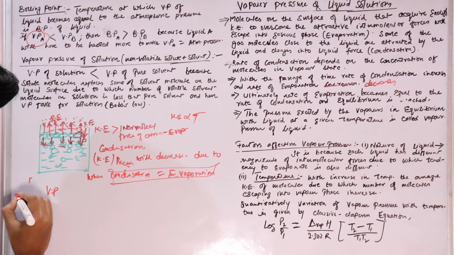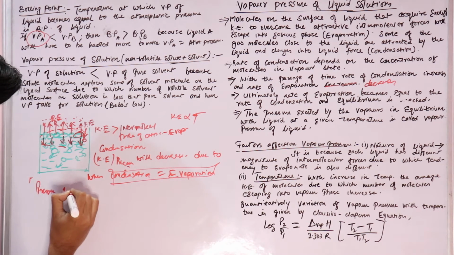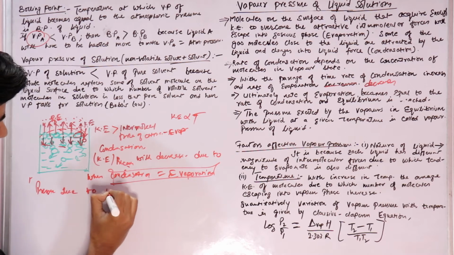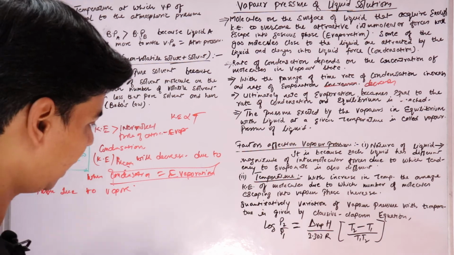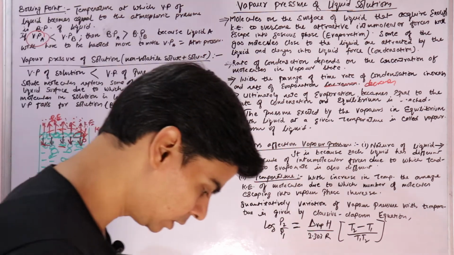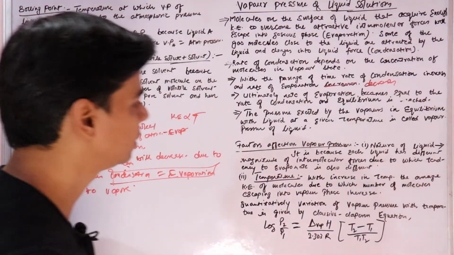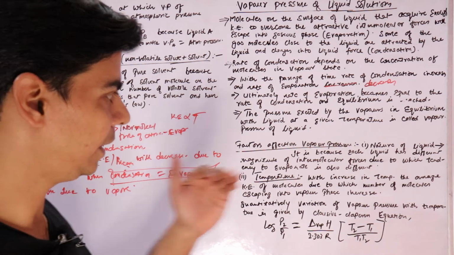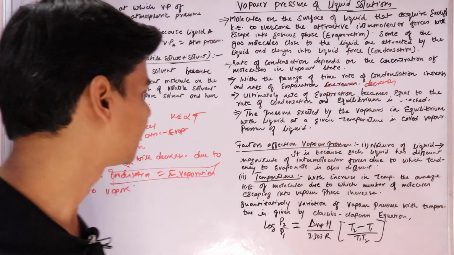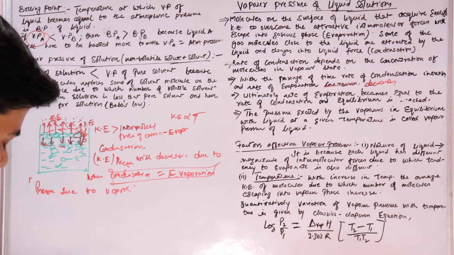So the pressure due to vapors above the liquid surface at equilibrium is called the vapor pressure, right? So we say the pressure exerted by the vapors in equilibrium with the liquid at a given temperature is called vapor pressure, right? Now let's understand some more things.